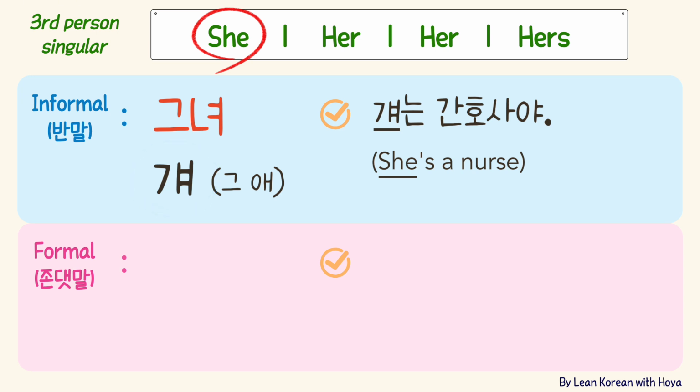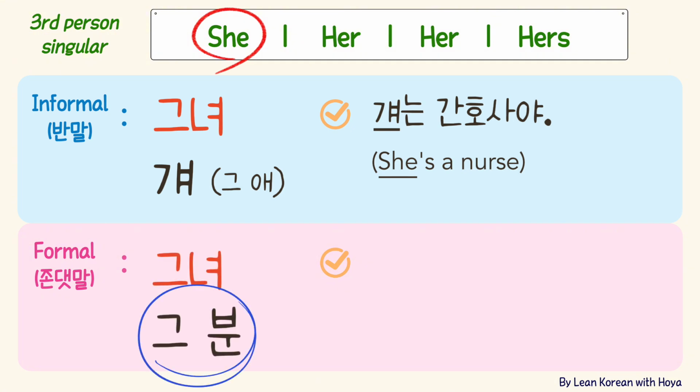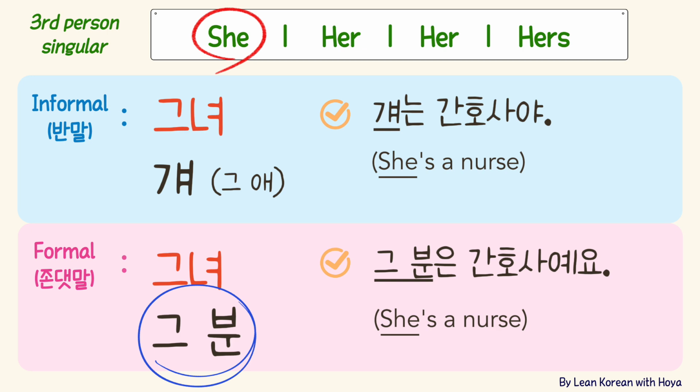For formal speech, we're going to replace 그녀 with 그분. 그분은 간호사예요.